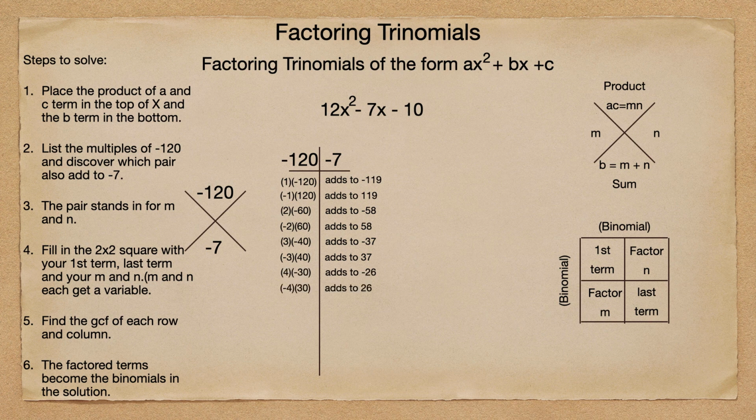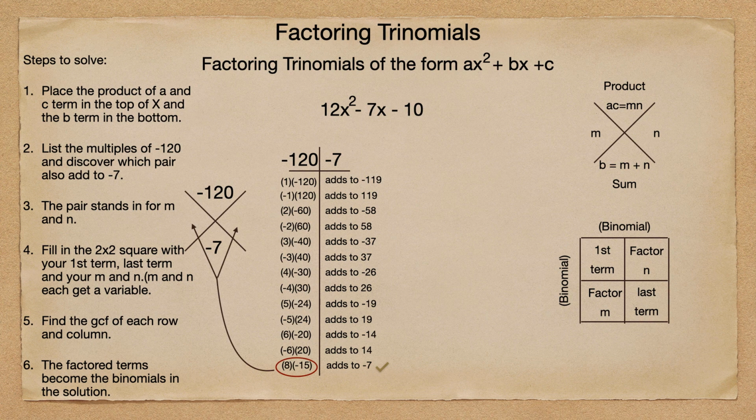Let's go to 4. 4 times negative 30, negative 4 times 30 also does not add to be negative 7. What about 5? They also do not add to be negative 7. 6 do not add to be negative 7. 8 times negative 15 does equal negative 120, and 8 plus a negative 15 does equal negative 7. So this becomes what I want to use for m and n. So I'm going to place my 8 into the left side and the negative 15 onto the right side.